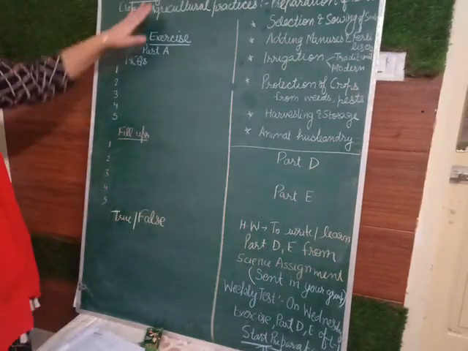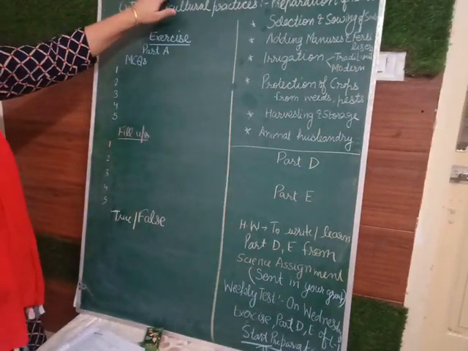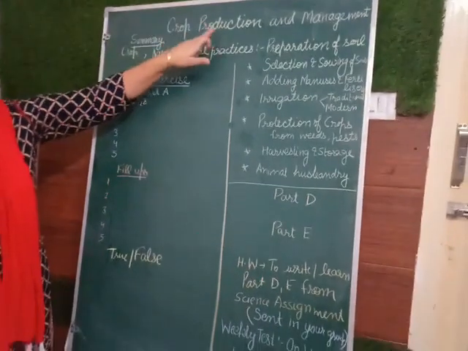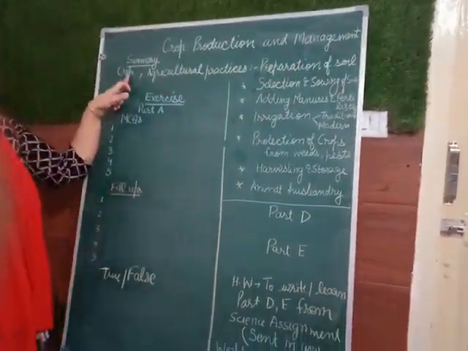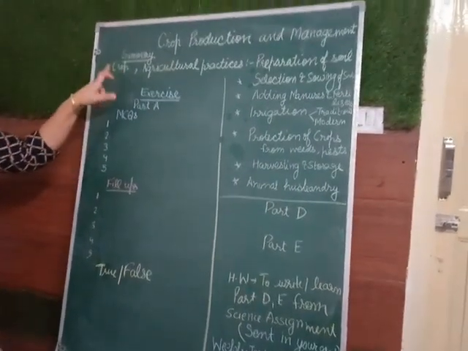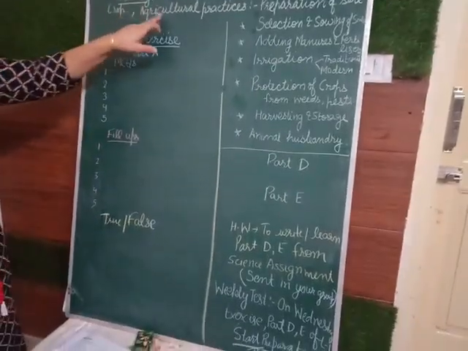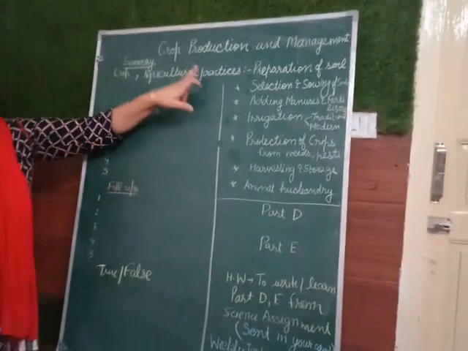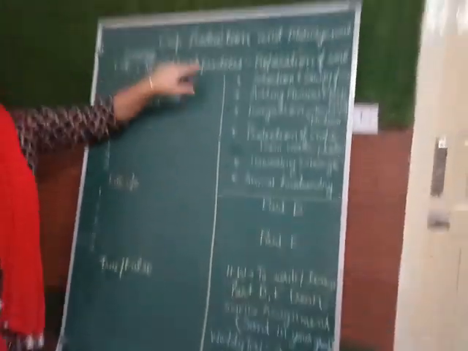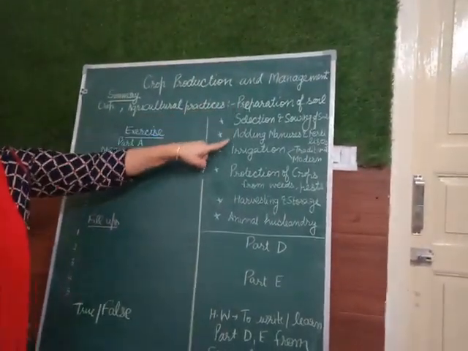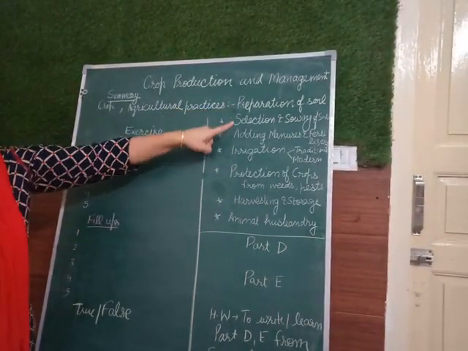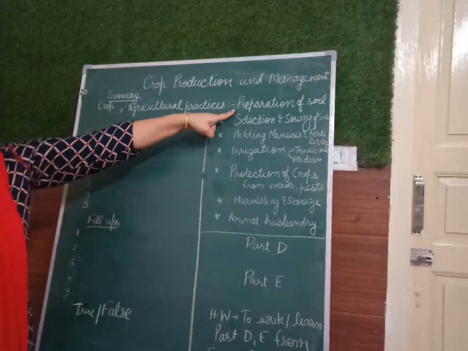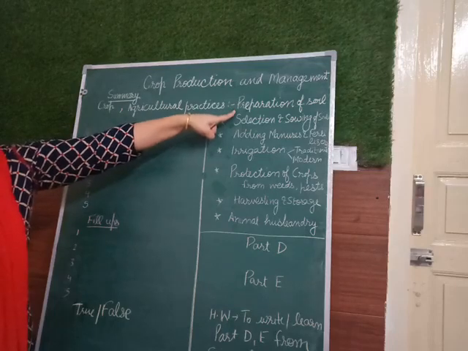Students, in the previous videos, we have discussed this lesson, crop production and management. In that lesson, we have discussed the subtopics: crop, agricultural practices, what we mean by agricultural practices, and basic agricultural practices, that is, preparation of soil. Then how is preparation of soil done? By plowing and leveling.